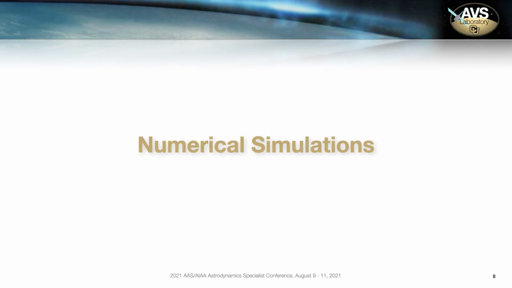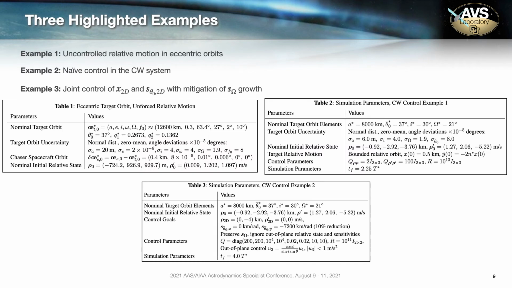So now on to some numerical simulations. I show 3 example results in this presentation. First, I show how the propagated sensitivities can be used to cheaply compute a large distribution of relative states in the vicinity of an uncertain eccentric target orbit. And that's example 1. Then I show that we can do a similar thing in cases with chaser control, which I just show for the CW system for simplicity. And finally, I have an example for joint control of the planar relative states and a subset of the sensitivities.